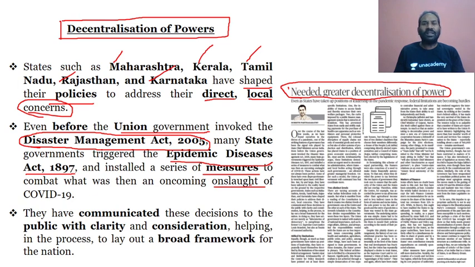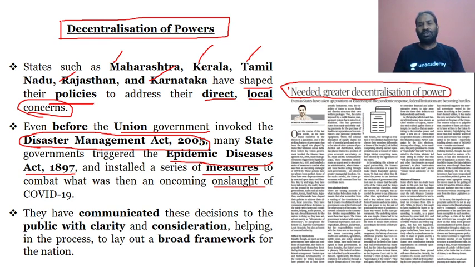Not just looking at the center and waiting for directions to be given to the states. No, they went ahead individually and took all the steps to make sure they would contain the spread of the virus. The individual state governments have taken action. That means definitely there is separation of power. There is decentralization of power. The states also have powers to shape their own policies.